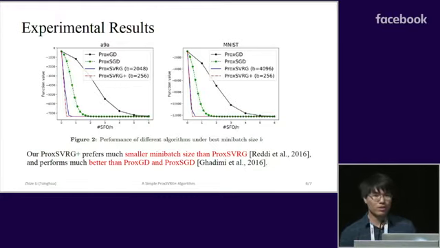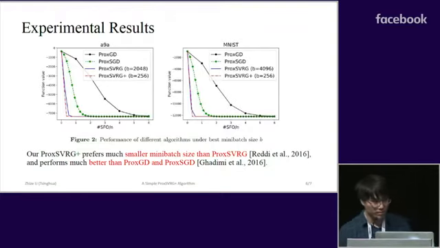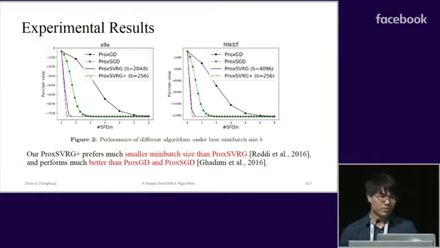And note that these 2 data sets are not very large. So for a very large data set, the original proximal SVRG algorithm needs to choose a much larger minibatch size. And our algorithm performs much better than the proximal GD and the proximal SGD.